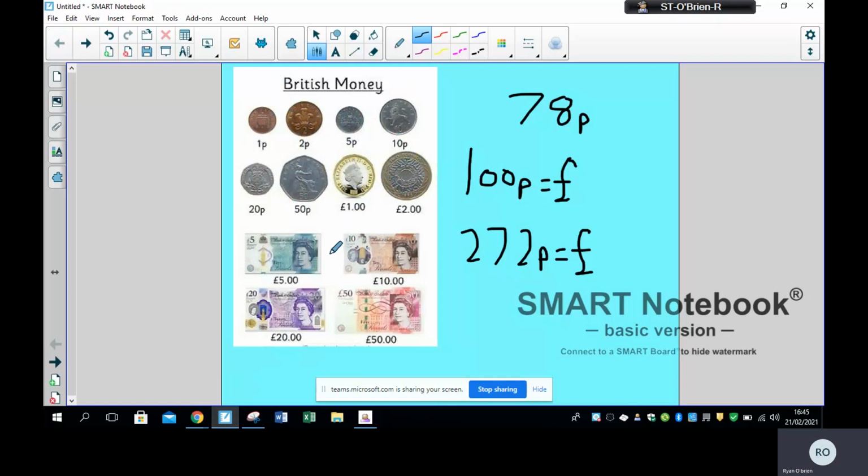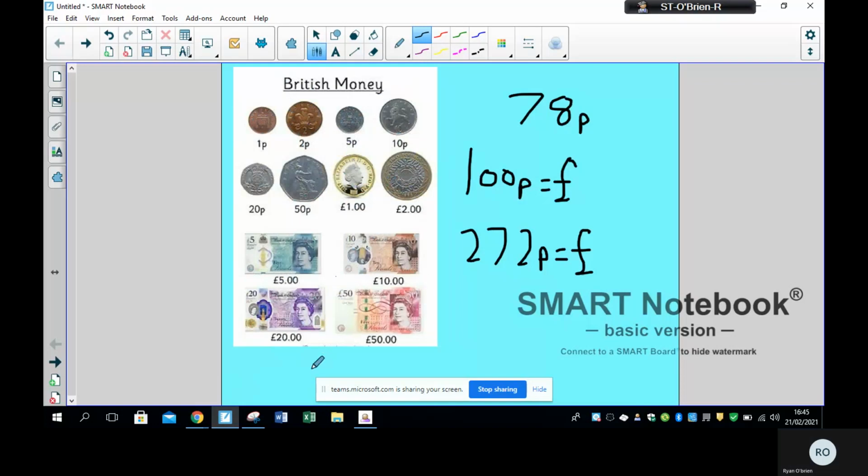And then we've got notes. Notes are money that is worth more. So we've got a £5 note, which is worth £5, a £10 note, which is worth £10, a £20 note, which is worth £20, and a £50 note, which is worth £50.